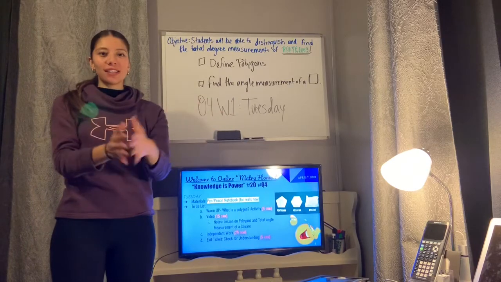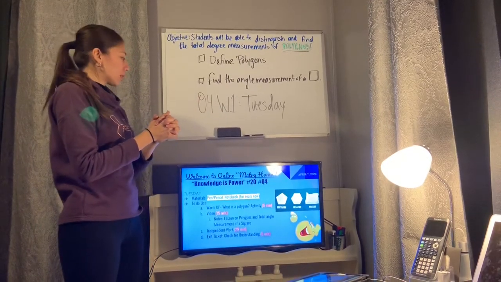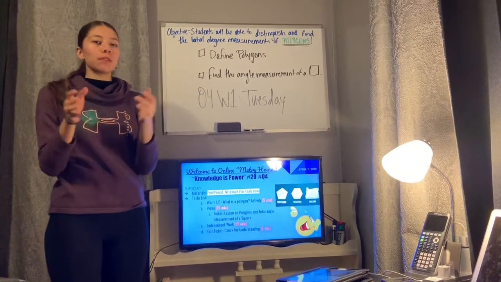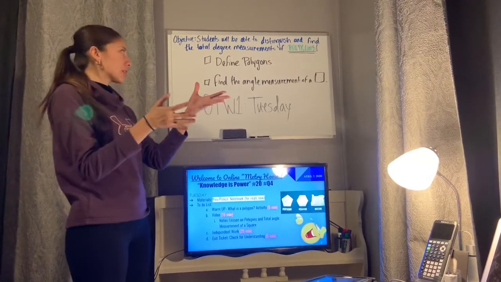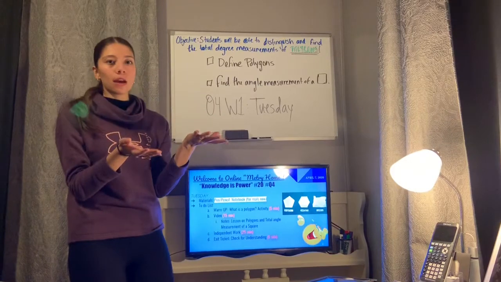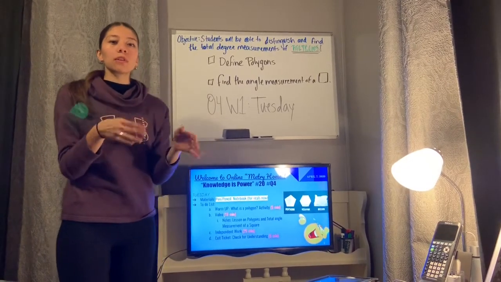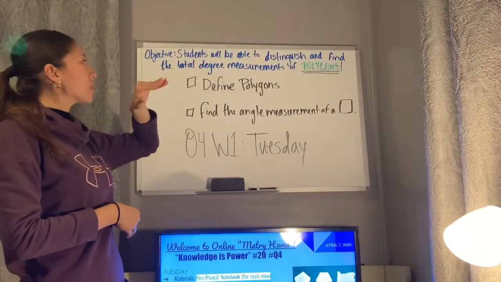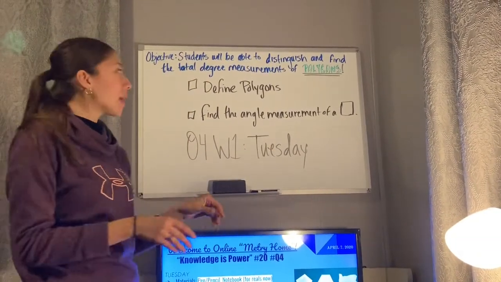Tuesday, week 1, still quarter 4. So this is going to be the lesson part of today's 40-50 minute math session. For today, guys, as I mentioned yesterday, we are going to move on to polygons. Your objective is students will be able to distinguish and find total degrees of a polygon.